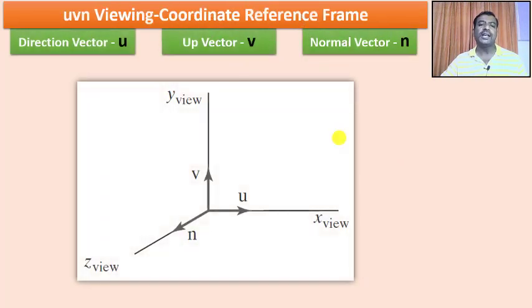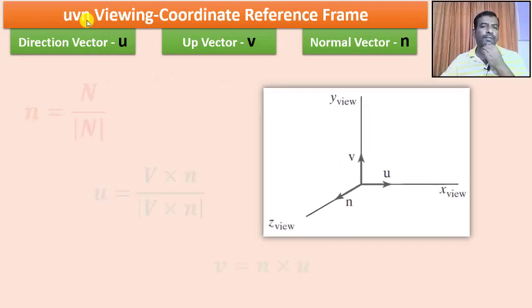Hence we are going to have the UVN viewing coordinate reference frame. Whenever we talk about a reference coordinate, we call this UVN. The vector V is going to be the y-axis, which is the up direction, hence the up vector is V. The normal vector N is usually aligned with the z-axis, and the direction vector U is with the x-axis. These are the three parameters of any 3D viewing. Hence we call this the UVN viewing coordinate reference frame. U stands for direction, V is the up vector, N is the normal vector.